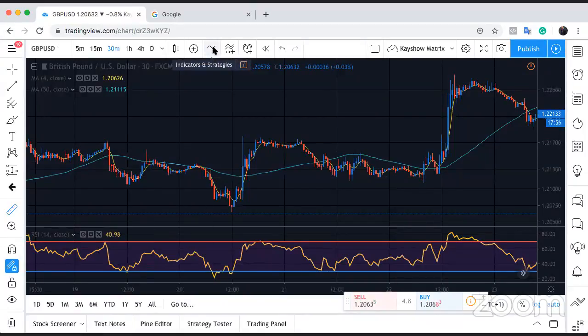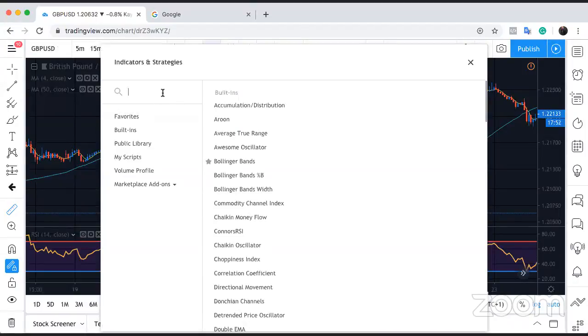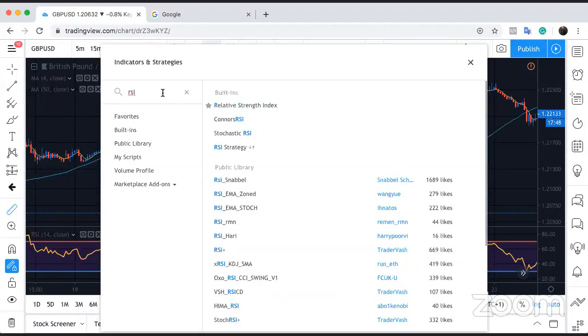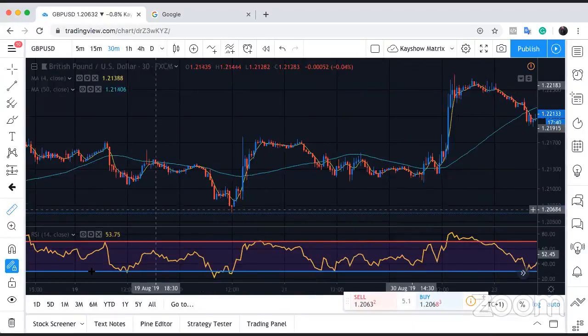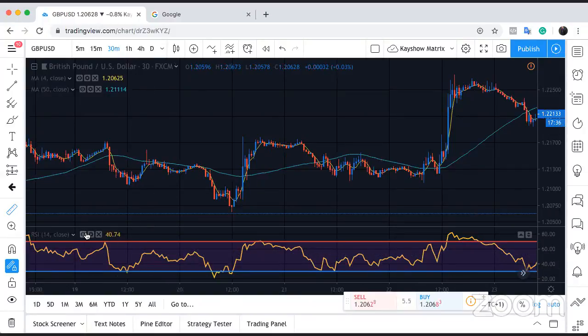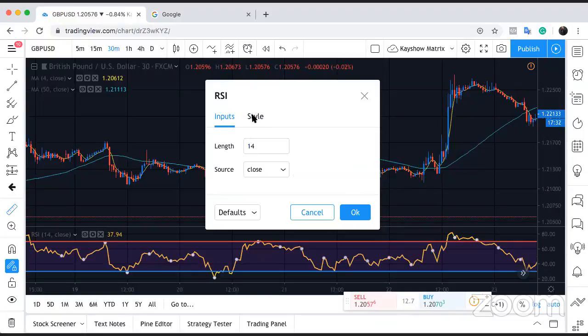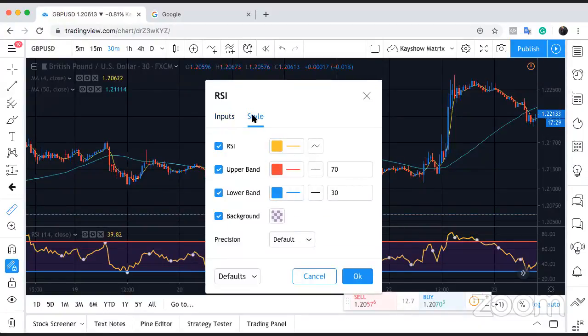To add the indicator, you come to Indicators and Strategies, click on it, and type RSI. The short name for relative strength index is RSI, and you can see it right here. It gives me the full name here, relative strength index. Once you add it, it will show at the bottom. The RSI always shows at the bottom. You come to these settings and adjust your settings. By default, the settings that come with your RSI are 70 and 30.